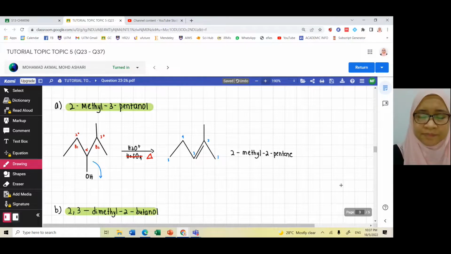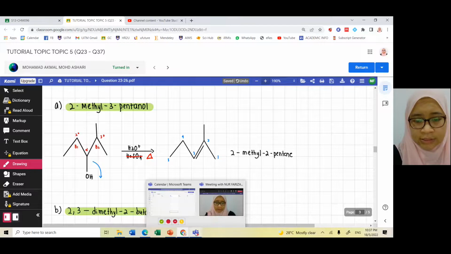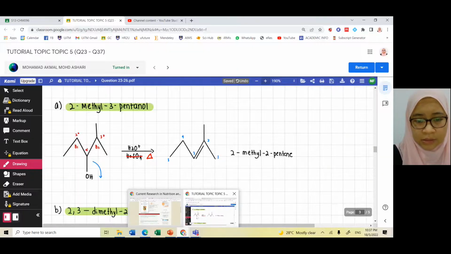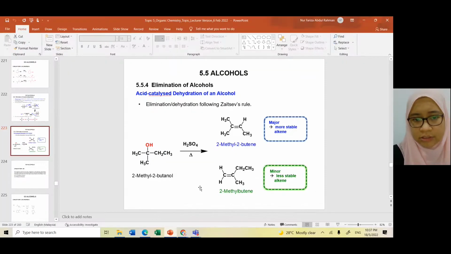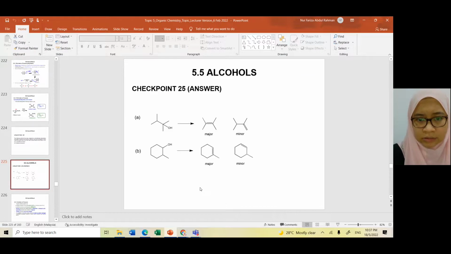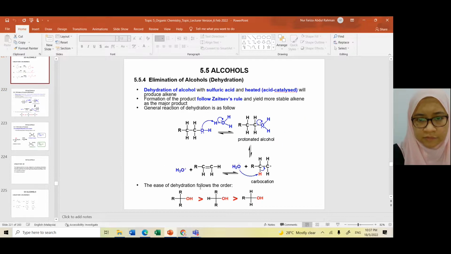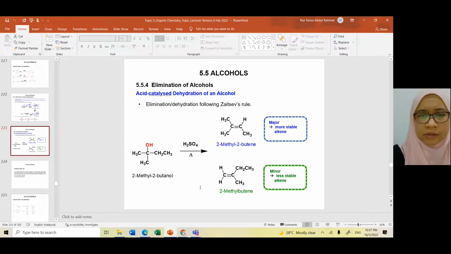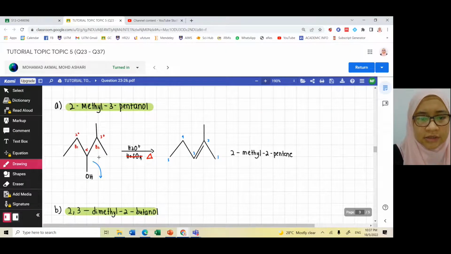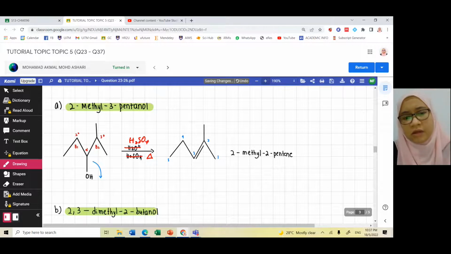Let's see, the heat that would represent the heat. Let's check again. So it uses H2SO4, sulfuric acid. Okay, let's just use H2SO4, and then we have heat there.